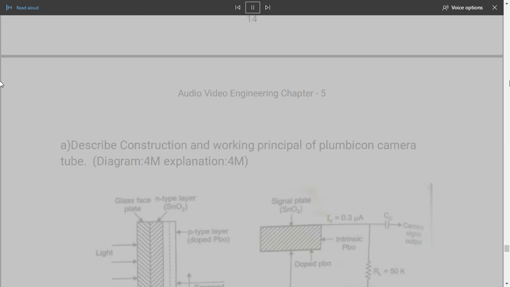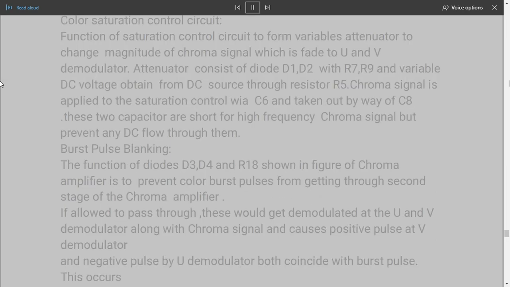Color saturation control circuit. The function of the saturation control circuit is to form a variable attenuator to change the magnitude of the chroma signal, which is fed to the U and V demodulator. The attenuator consists of diodes D1, D2 with R7, R9 and a variable DC voltage obtained from a DC source through resistor R5. Chroma signal is applied to the saturation control via C6 and taken out by way of C8. These two capacitors are short for the high frequency chroma signal, but prevent any DC flow through them.